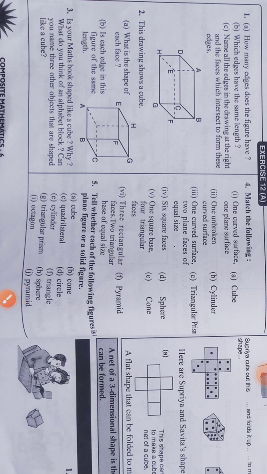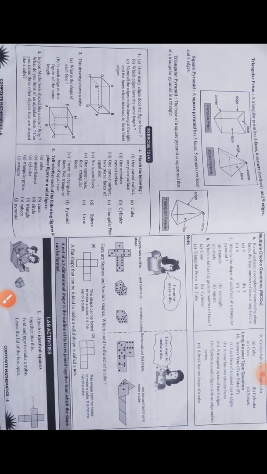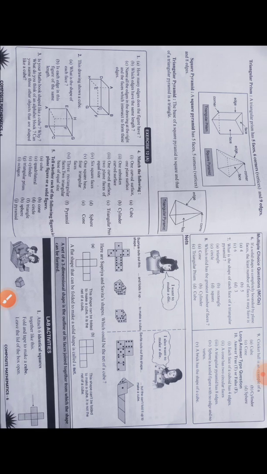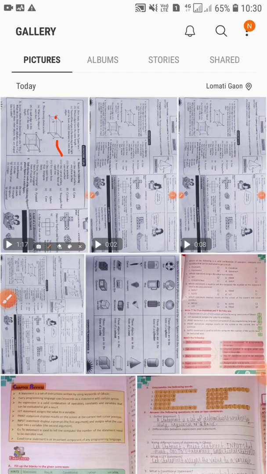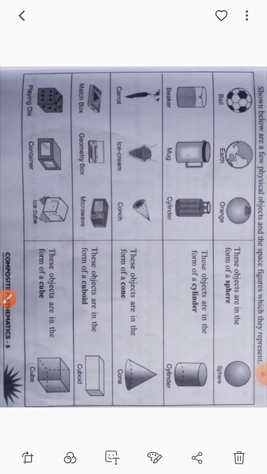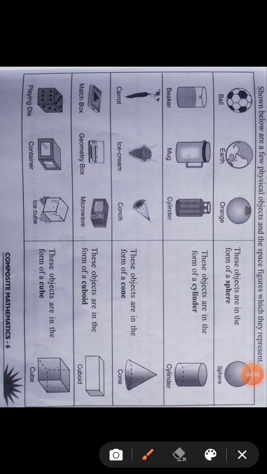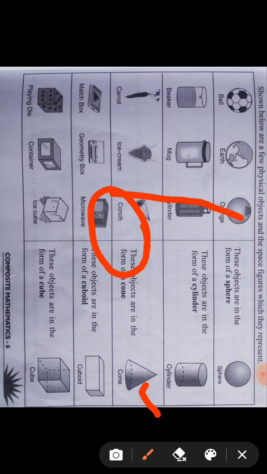Question number 4. One curved surface and one plane surface. Who has one curved surface and one plane surface? Let us see this one. Here we have this, you see, cone. A cone has one plane surface and this one is curved.